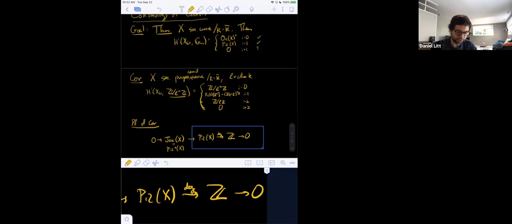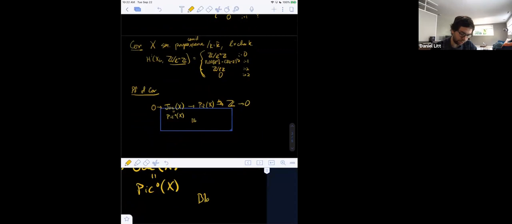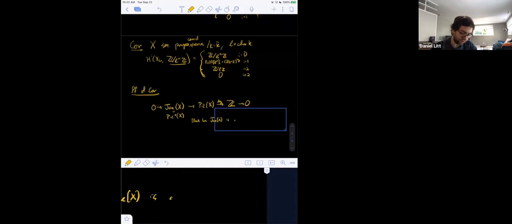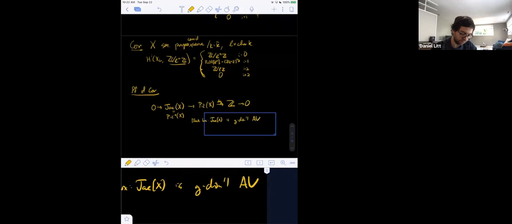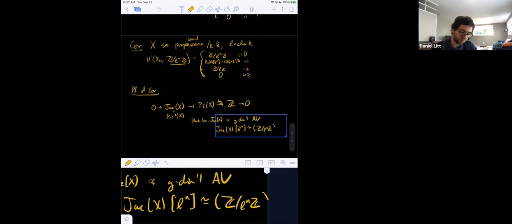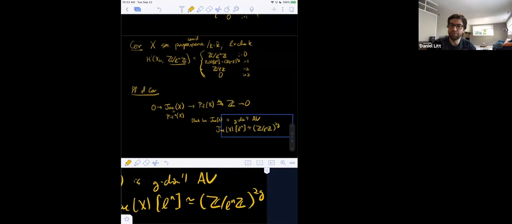Okay, and then the black box, which I'm going to use, since this isn't a course on abelian varieties, is that this Jacobian of X is a g-dimensional abelian variety, and in particular its l^n torsion is, as an abstract group, isomorphic to (Z mod l^n Z) to the 2g. If you're familiar with elliptic curves, they are one-dimensional abelian varieties, and their l^n torsion looks like (Z mod l^n Z) squared. This is a higher dimensional generalization of that. Okay, so can anyone tell me how to use this to prove the corollary?